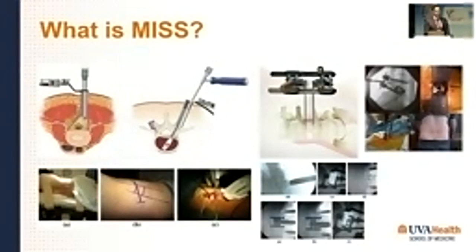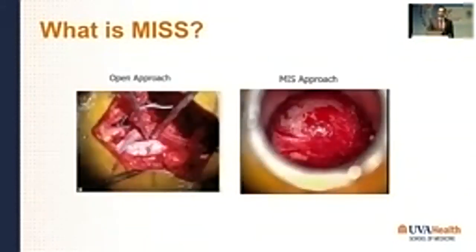I think we've all seen images like this before. To me, it really means approaches or techniques that lead to a less morbid approach to the spine in order to achieve the same goals that open surgery can do. And doing these things essentially means using a tubular retractor. This picture depicts an open approach versus a minimally invasive approach using tubular retractors.